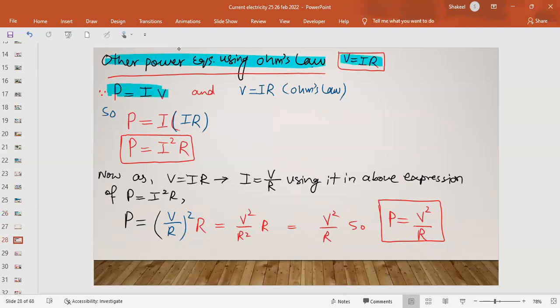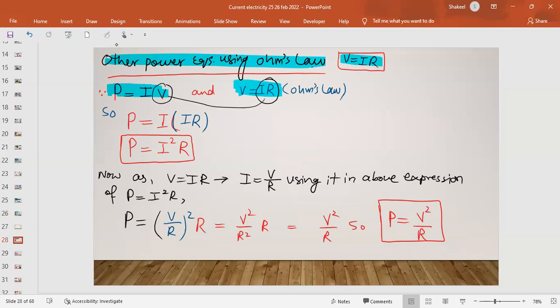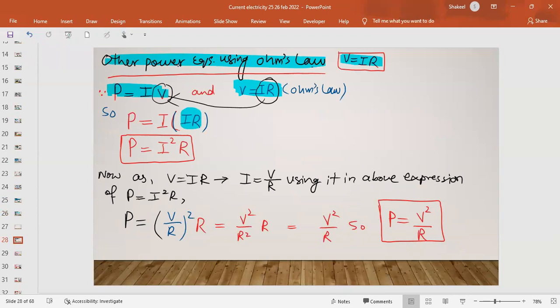So you know power is IV and Ohm's law V equals IR. So you simply have to substitute the value of V over there. So you will get IR, meaning if we put IR in place of V, it becomes I squared. So you got P equals I squared R. So this is the new expression. And then similarly, in place of I you can put V by R because I is V by R. If you put V by R in place of I, you get V squared over R squared, then one R cancels, so you get V squared over R. So another expression for power is V squared by R.